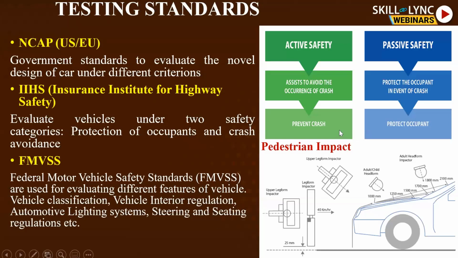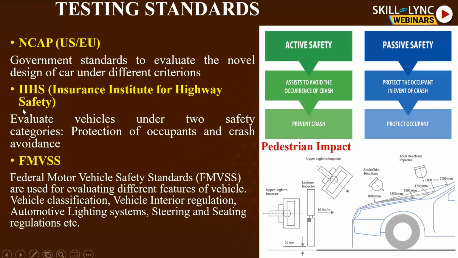Now, for active safety, you can take the examples of mirrors, anti-lock braking system, and emergency brake assistance. All those things come under active safety. While for passive safety, seat belts, airbags, crumple zones, and energy absorbing brackets, all those things come under passive safety. Now, all these things are studied by different institutes.